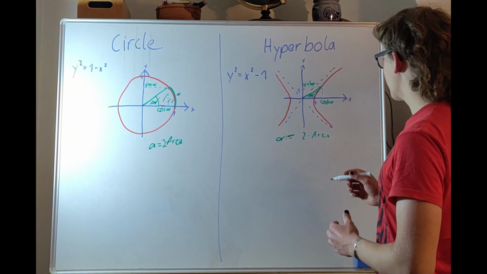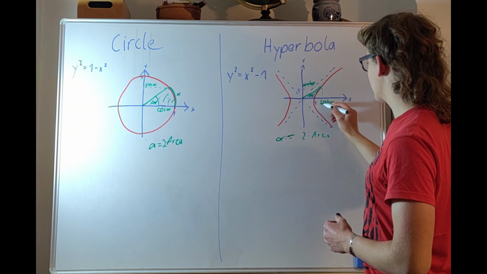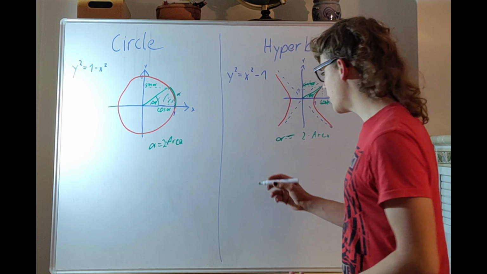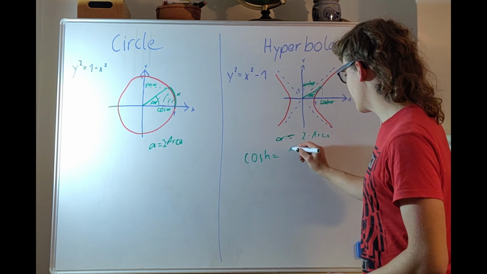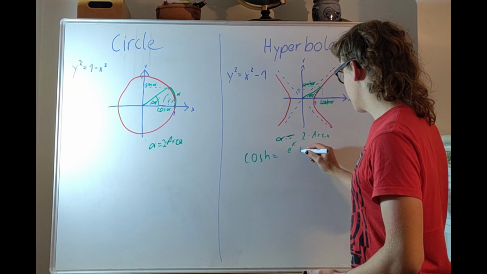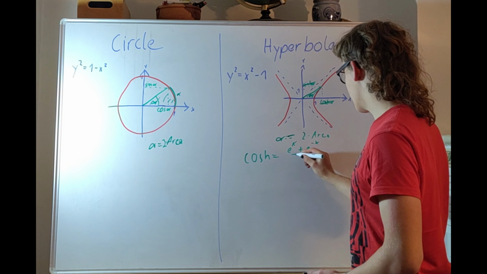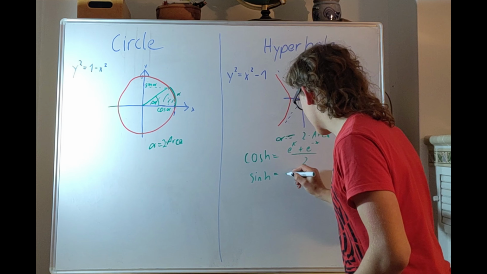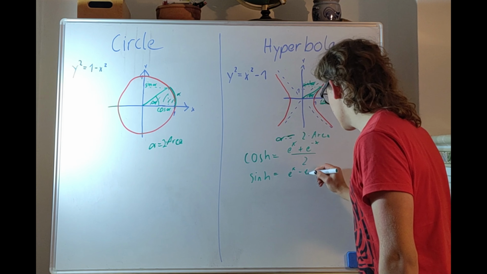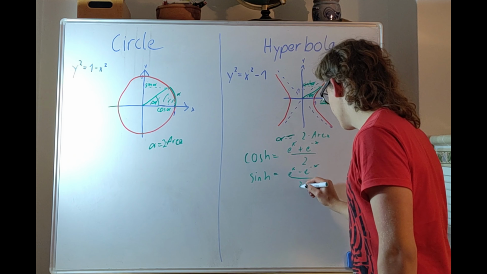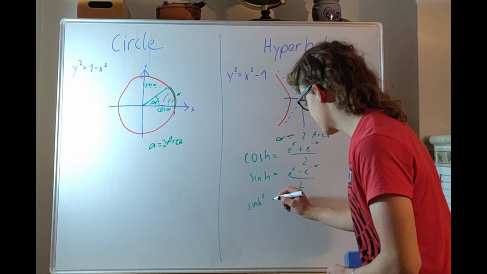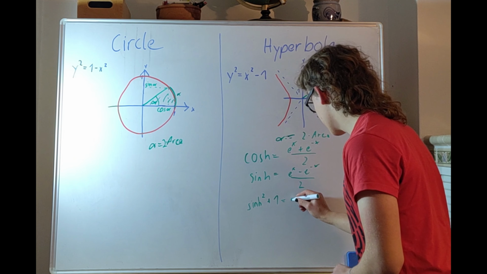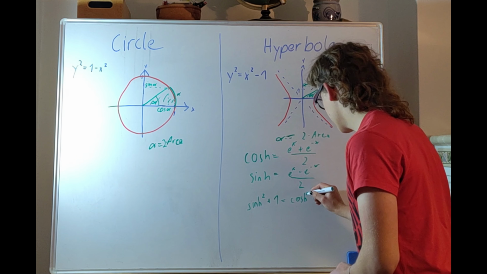Okay, but for this video we will forget that these are called sinh and cosh, but we will introduce 2 other functions, which is called cosh, and it's e to the x plus e to the negative x all over 2, and sinh, which is the equivalent of e to the x minus e to the negative x over 2. And we get therefore the equation sinh squared plus 1 equals cosh squared.